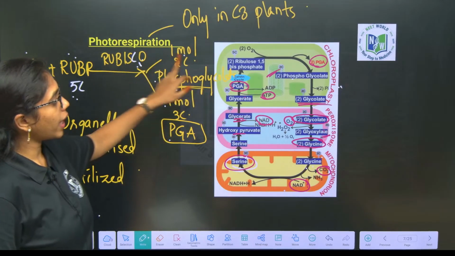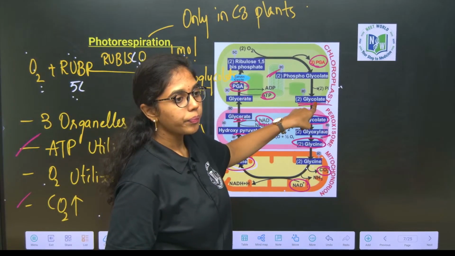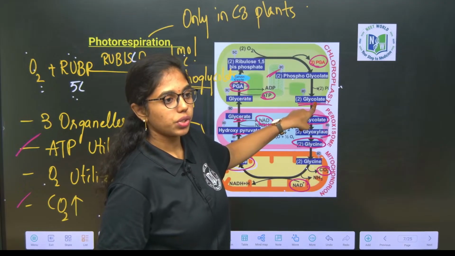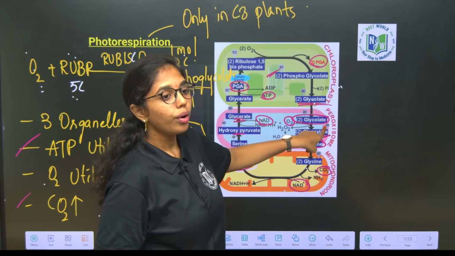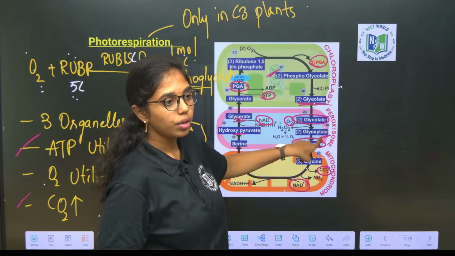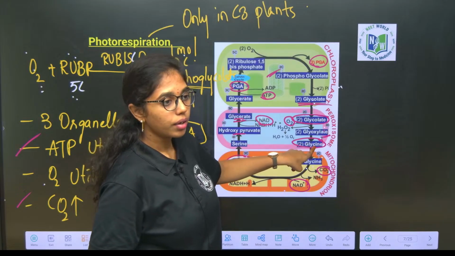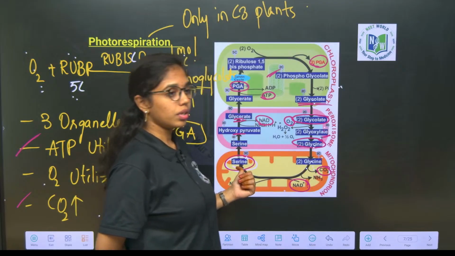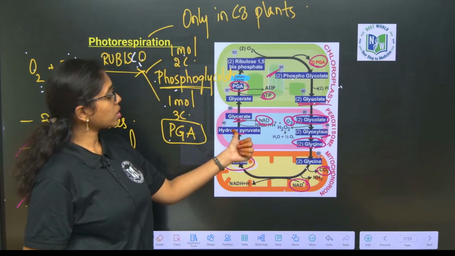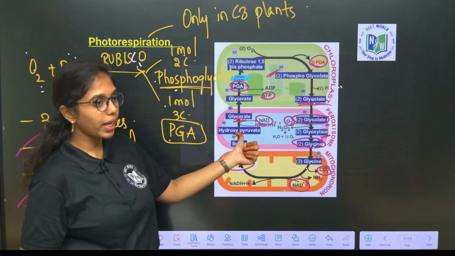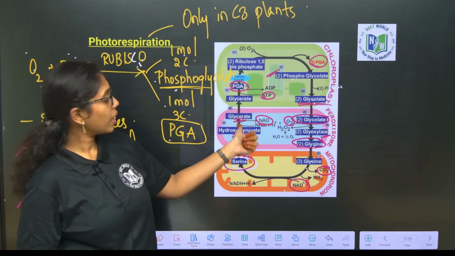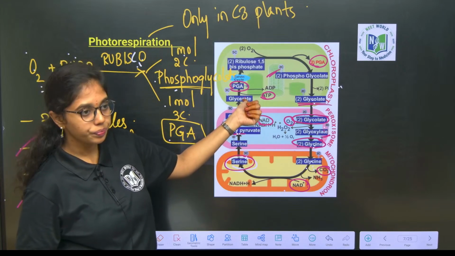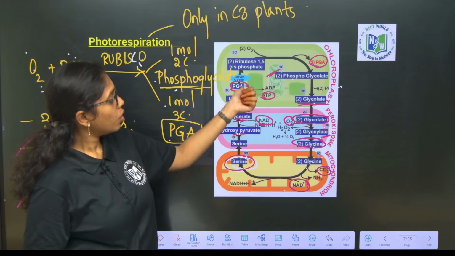This phosphoglycolate will first convert to what? Glycolate. This is dephosphorylation. Glycolate enters into the peroxisome and converts to glyoxylate, then to glycine, which enters into the mitochondria and converts to serine. Serine enters into the peroxisome again, forming hydroxypyruvate, then glycerate, which enters into the chloroplast.